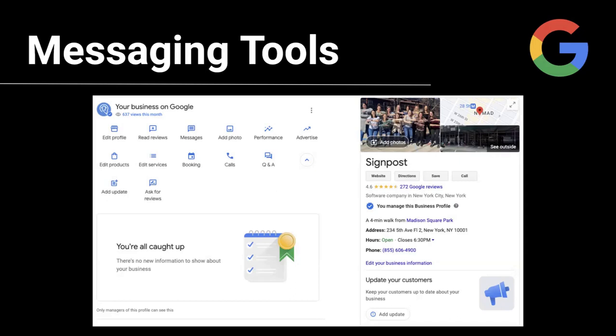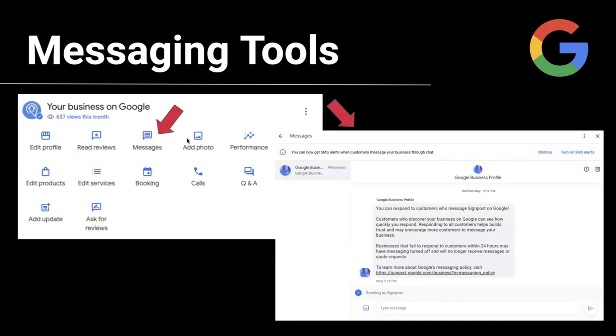So right here, this is basically what you would find. We're using Signpost as an example here. This is what you would see as a regular Google Business Profile panel dashboard. You can see that there's a variety of different icons listed here on the screen. We're going to be referring to the messages icon here. It is located with this little message bubble. And this is an example of what the screen will look like once you click into there.